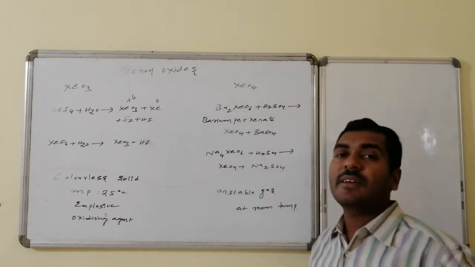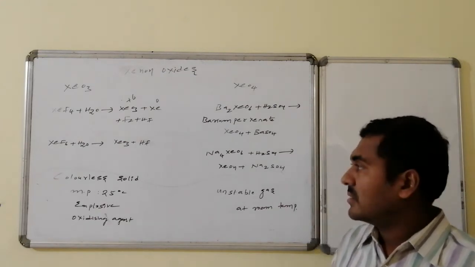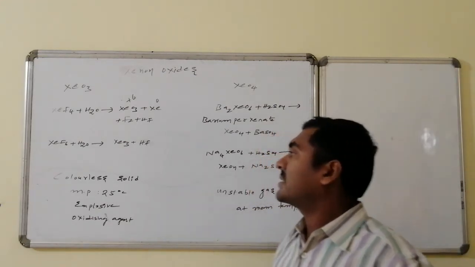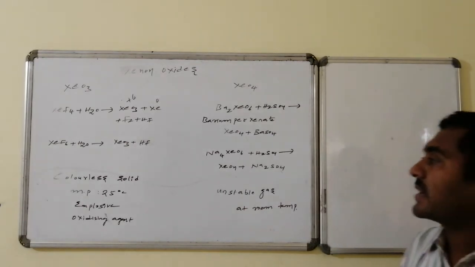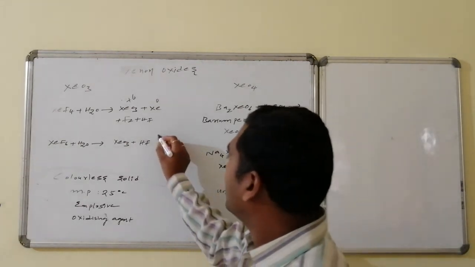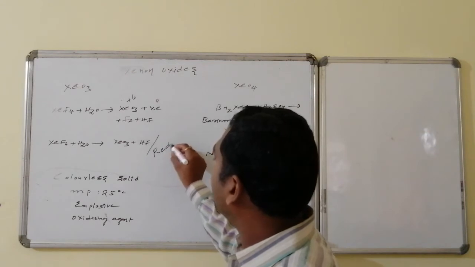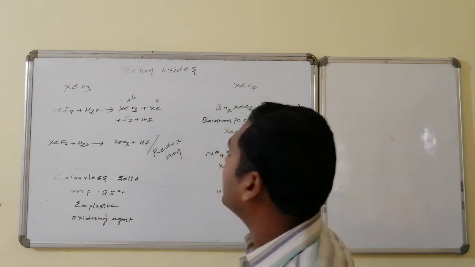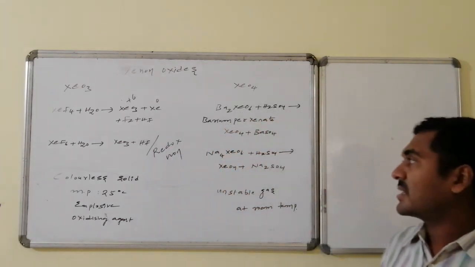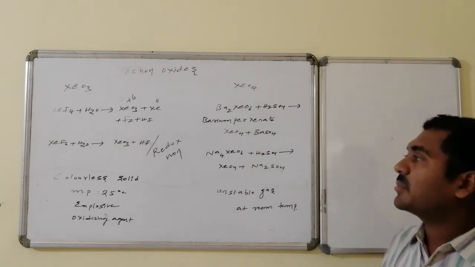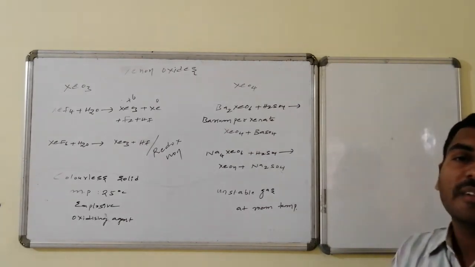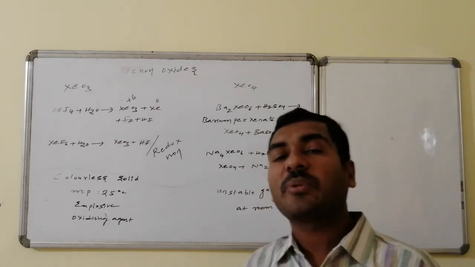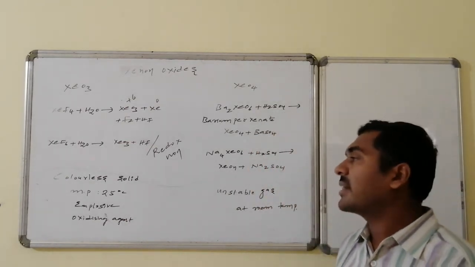Similarly, xenon hexafluoride in reaction with water: a chemical reaction takes place in such a way that xenon trioxide as well as HF formation takes place. In this there is no change in the oxidation numbers, hence it is a non-redox reaction. Xenon maintains +6, oxygen maintains -2, fluorine maintains -1, hydrogen maintains +1 in all the reactants as well as the product, hence it is a non-redox reaction.